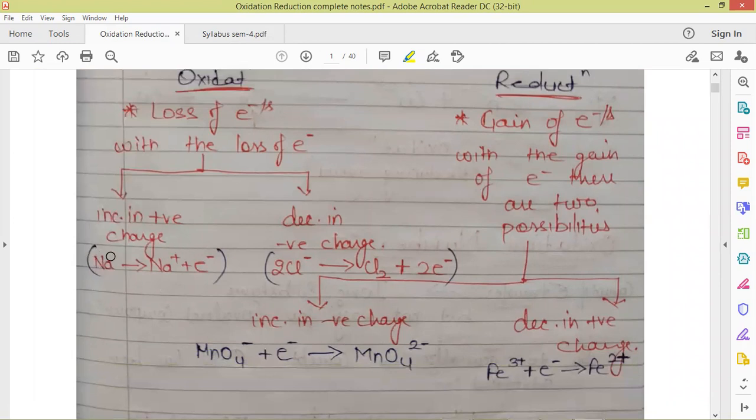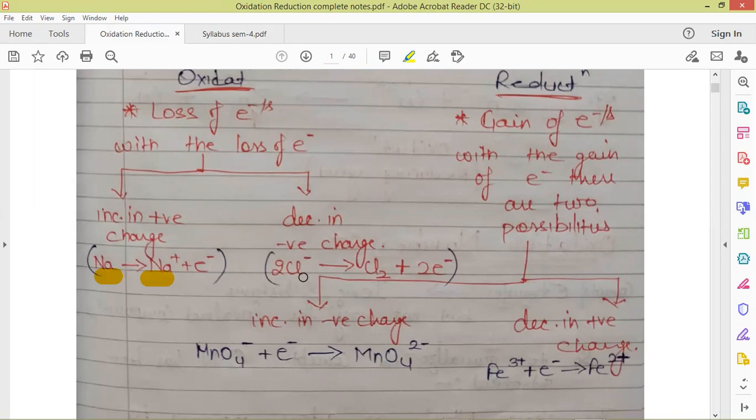Say here sodium is losing an electron and it is getting converted to Na+. So here the charge was 0 and here it is +1. So there is an increase in positive charge. Increase in positive charge is always associated with oxidation. The other thing which can happen in oxidation is a decrease in negative charge.